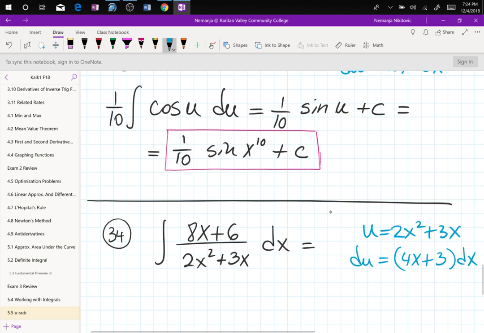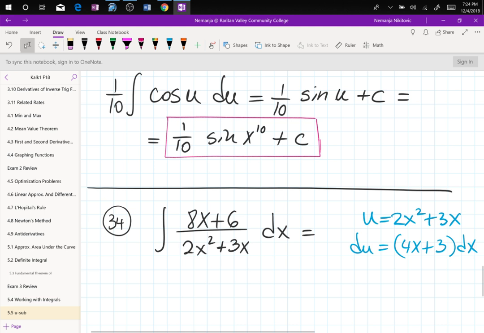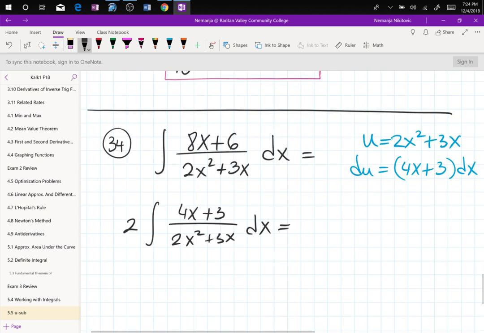I don't have 4x plus 3. Or we can just factor 2, kick it in front of the integral. We'll get 4x plus 3 divided by 2x squared plus 3x dx. Now when we substitute, we are going to get 2 integral of du divided by u.